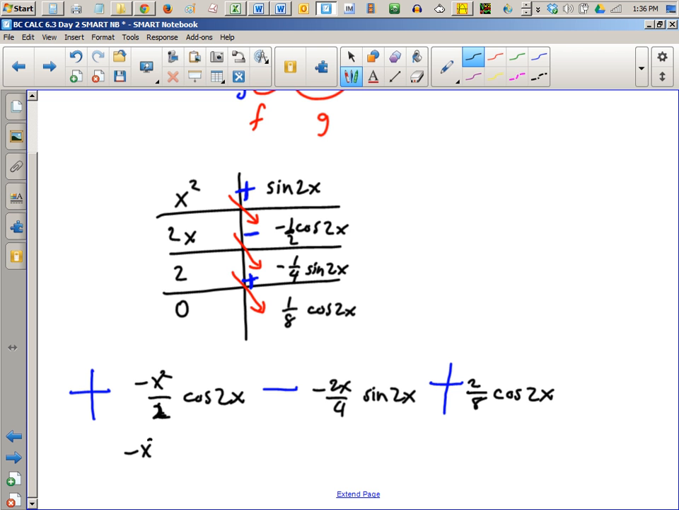So you have negative x squared over 2 cos 2x plus x over 2 sine 2x plus 1/4 cos 2x plus c. If you have the time and patience to check this, it's very rewarding in the end, as you know. Okay, pretty nifty method. Now let's talk about free lunch. Okay, free lunch.